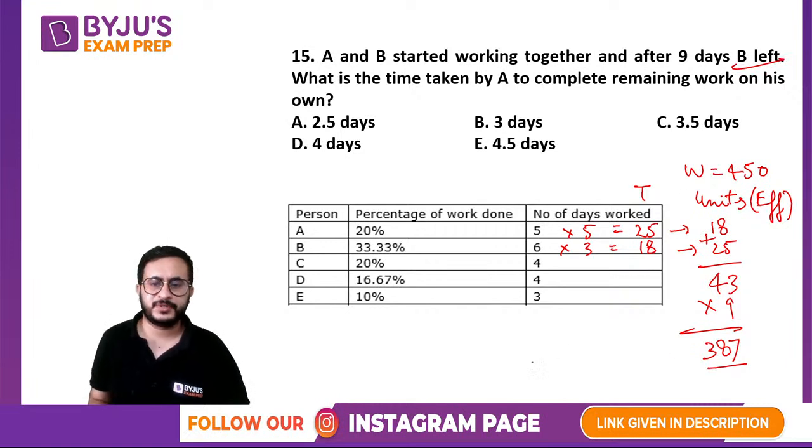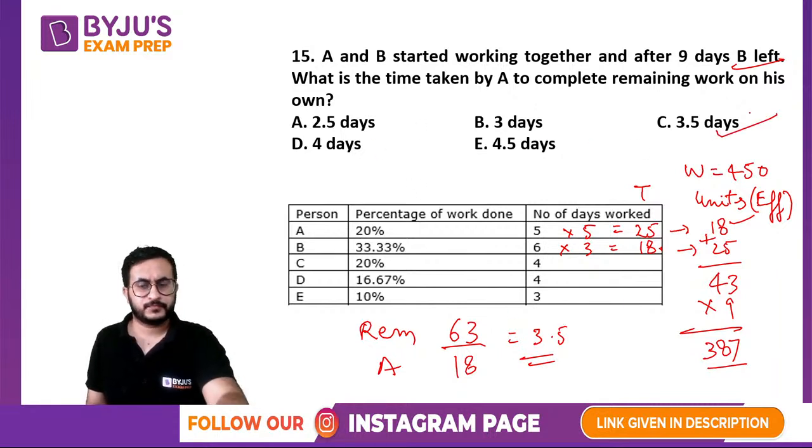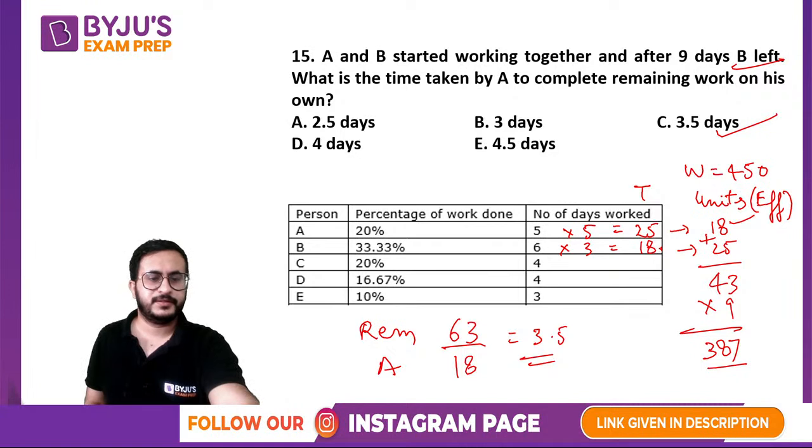So how much remaining work is there? 63. And how much does A do? A, his efficiency is 18. 18 threes are 54, so 3.5 days. So typical time and work question wherein you know the number of days taken to complete the work, right?